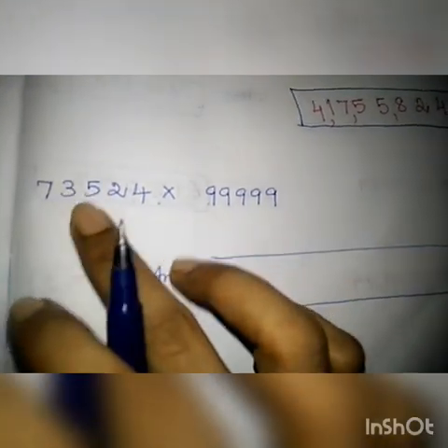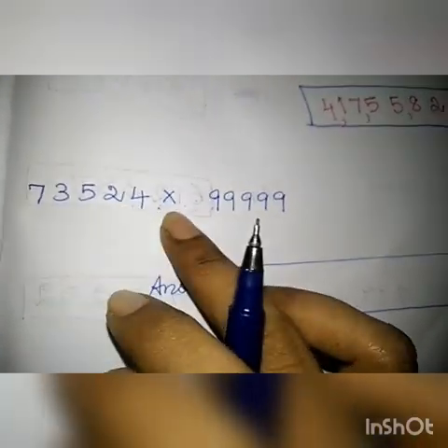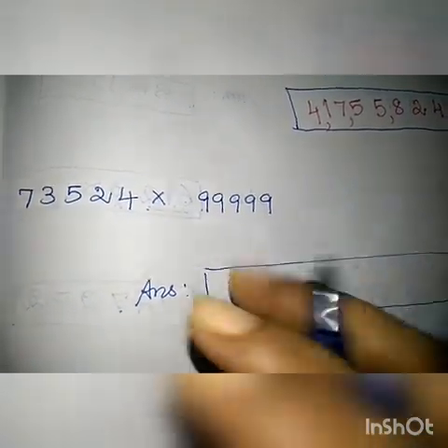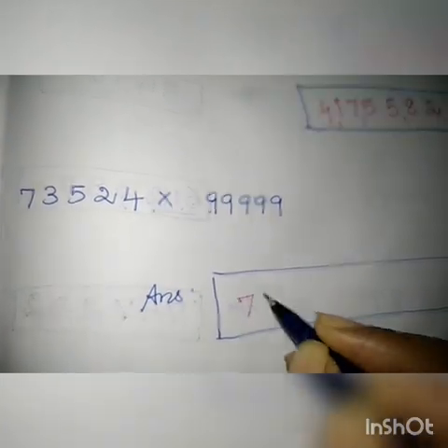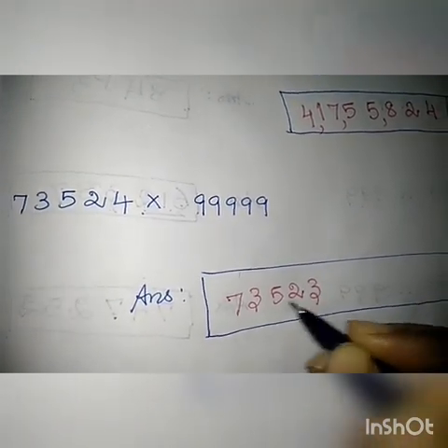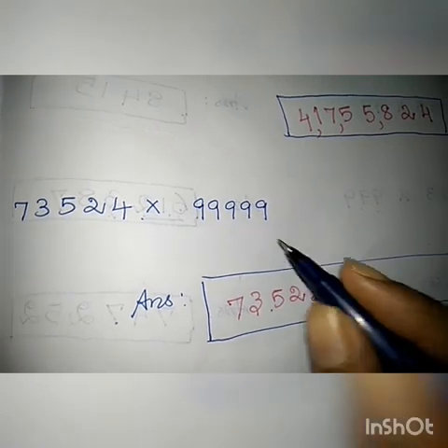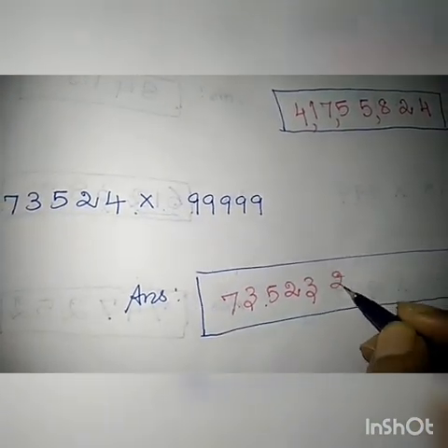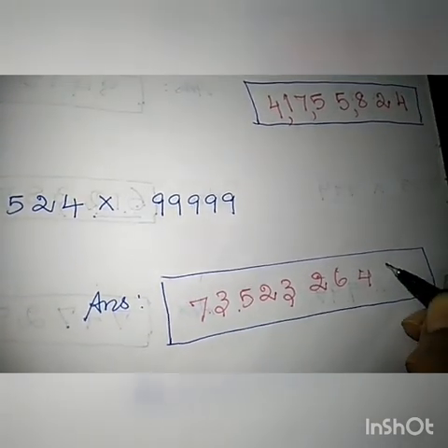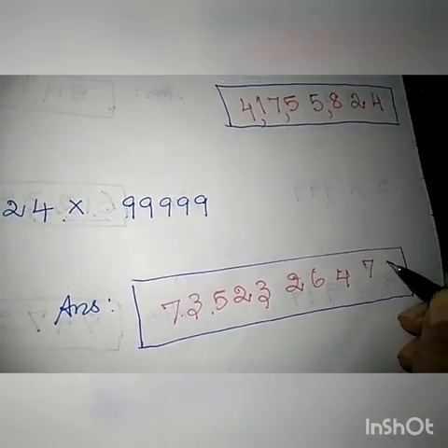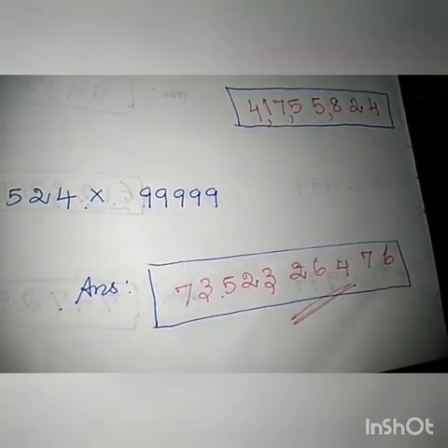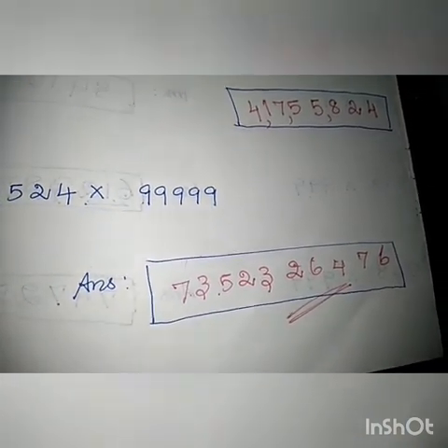Then the last one, 73,524 into 99999. This can also be easily answered. Simply write down the previous number to the multiplicand, that is 73,523. So first 9 minus 7 is 2. Next 9 minus 3 is 6. Next 9 minus 5 is 4. Next 9 minus 2 is 7. Next, the final 9 minus 3 is 6. Finally, my answer is this. Within stipulated time, I can answer this.